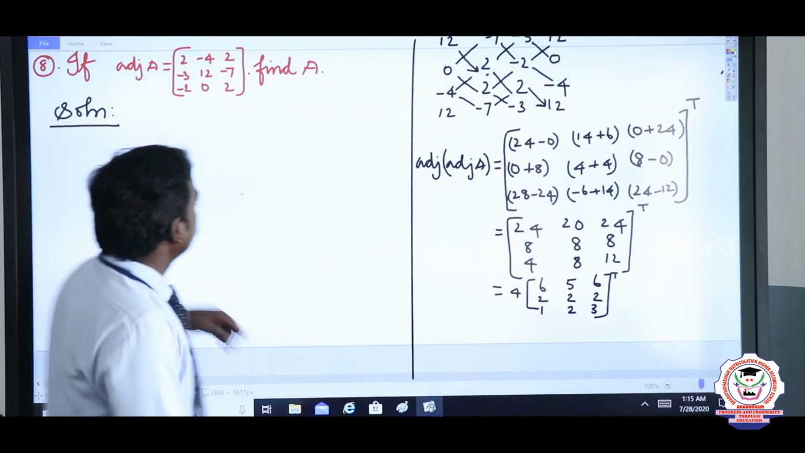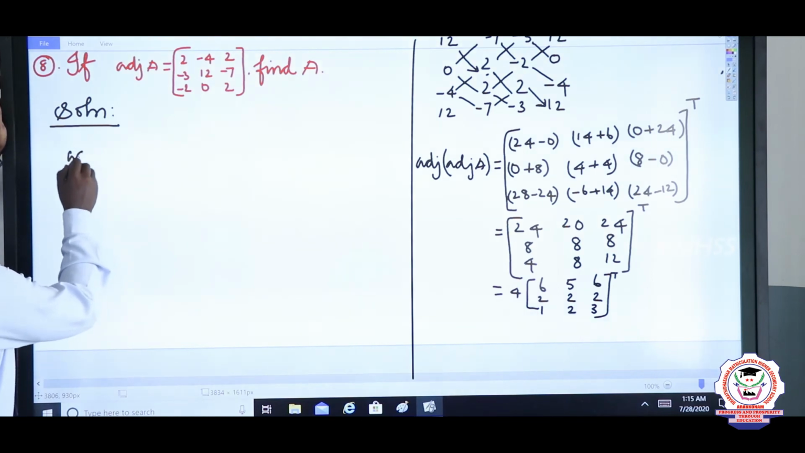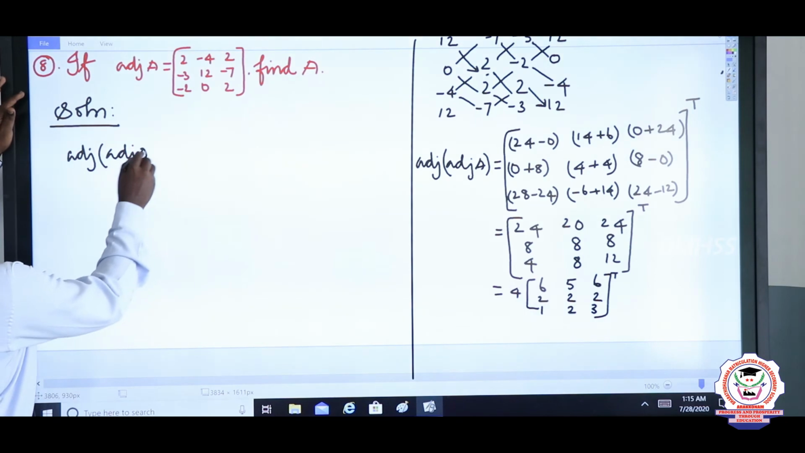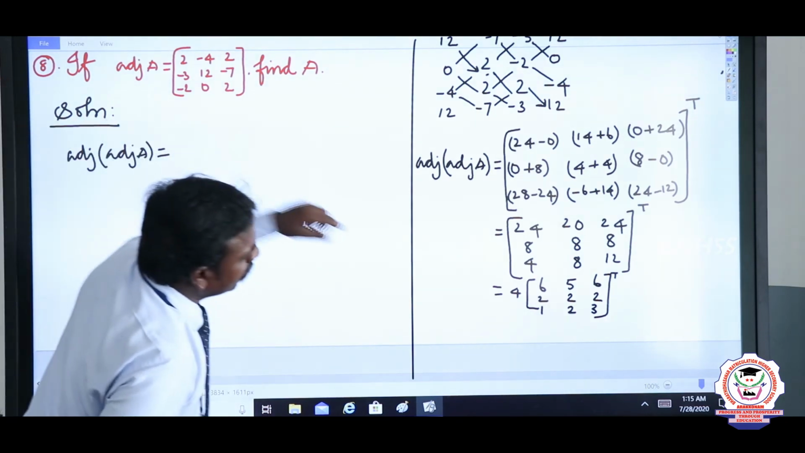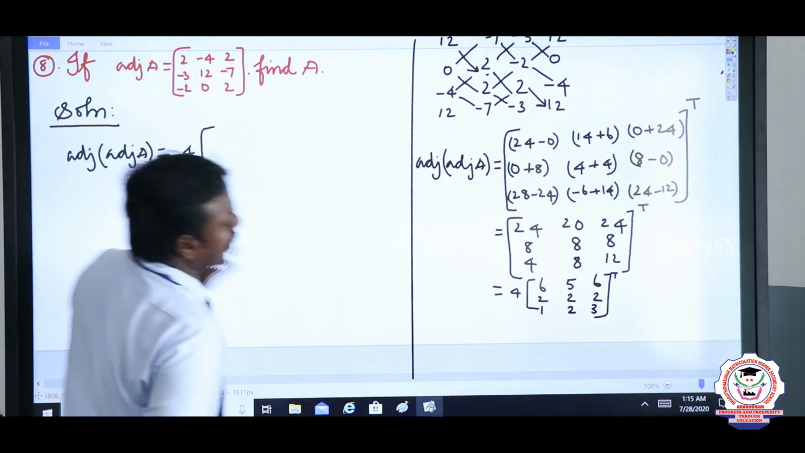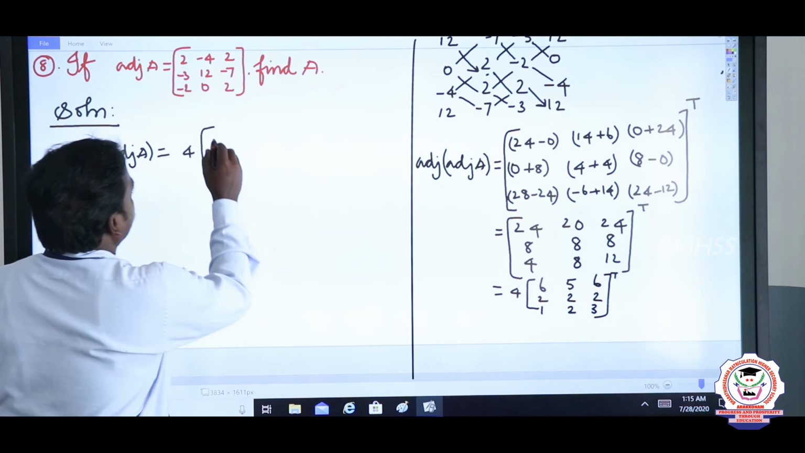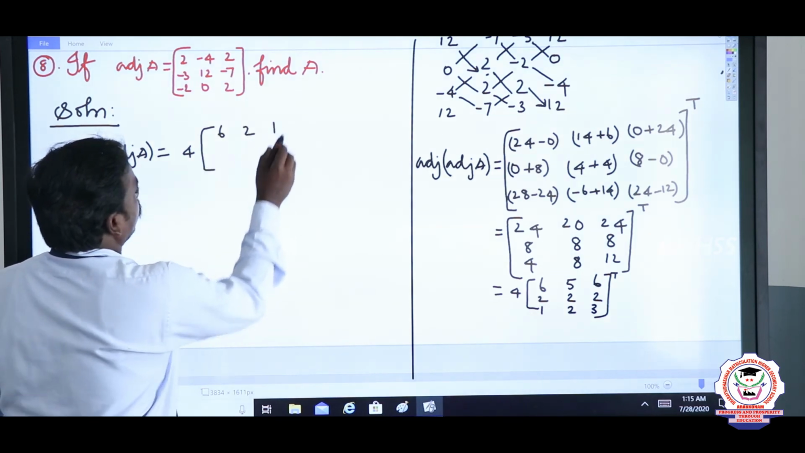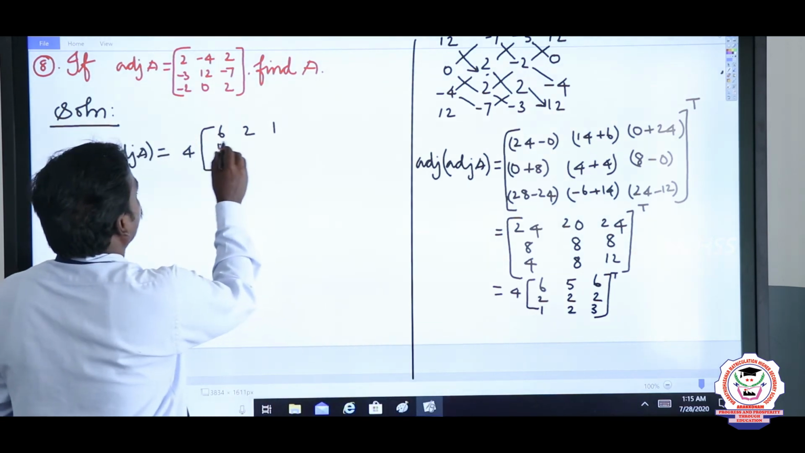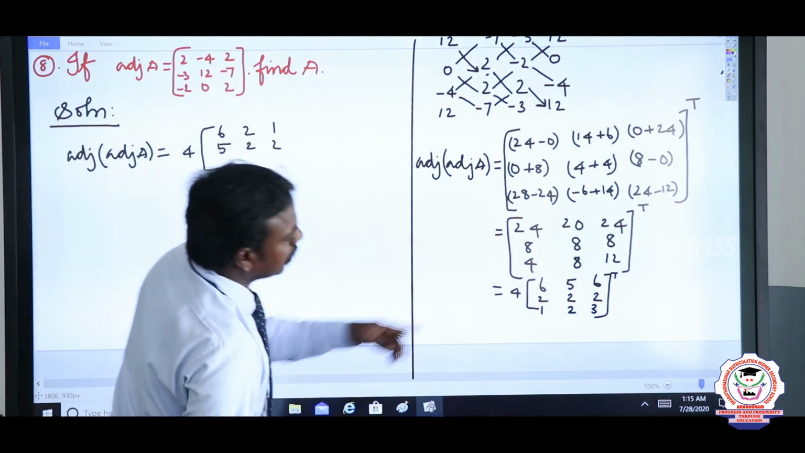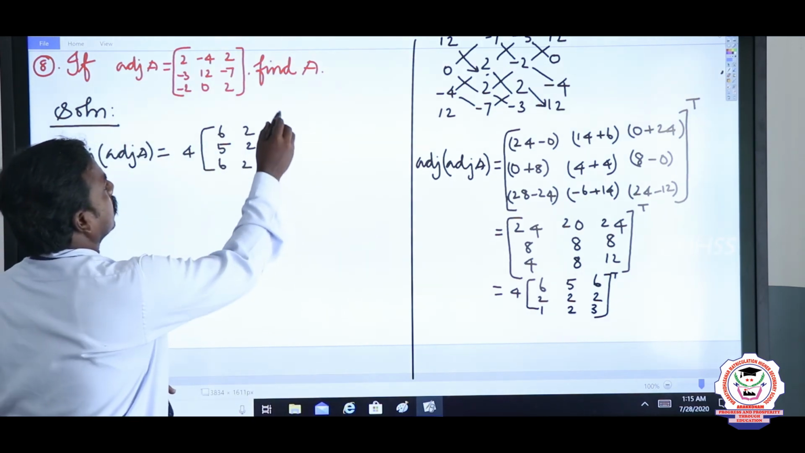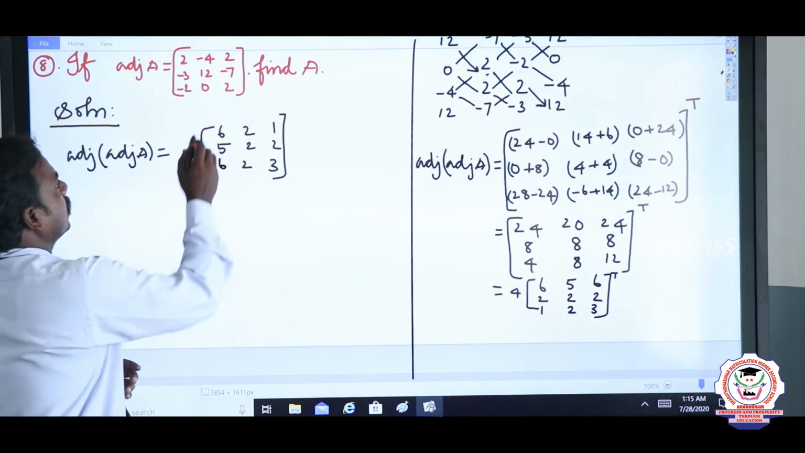Adjoint of adjoint A is equal to the transpose of the given matrix. So 4 into, now transpose the column, so 6 to 1, first column changes to first row, from the second column 5 to 2, third column 6 to 3, this is third column. Listen to yes, very simple.